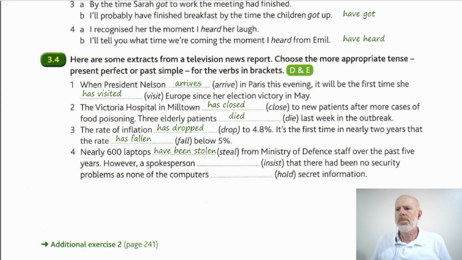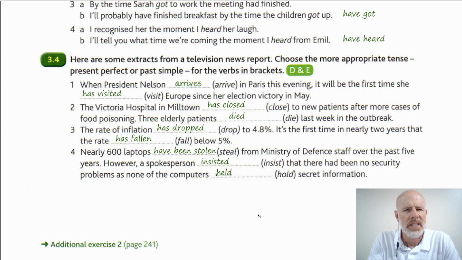However, a spokesperson insisted that there had been no security problems. Well, insisted, why? Because the talk from the spokesperson has finished. Insisted that there had been no security problems as none of the computers held secret information. Aha, all right, I'll believe that. Not really.